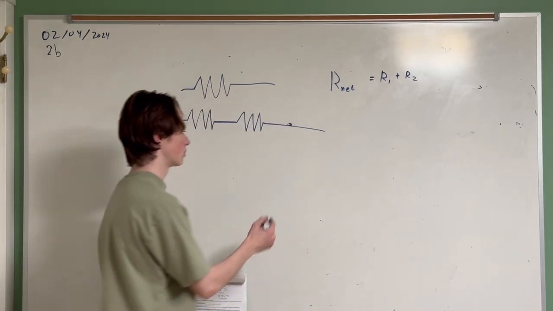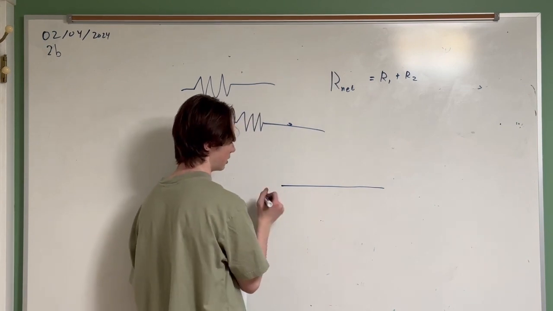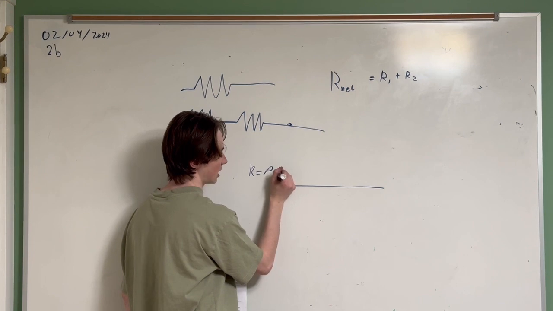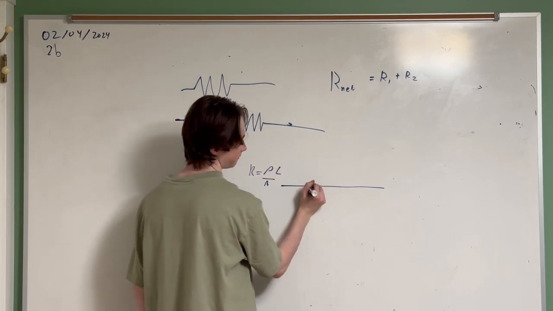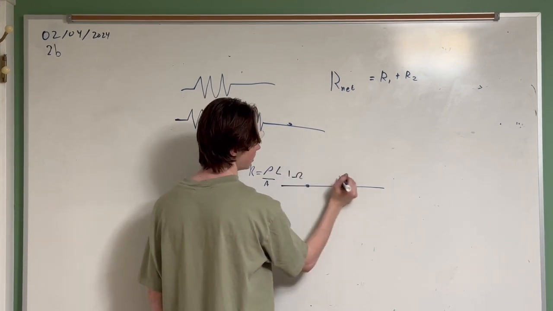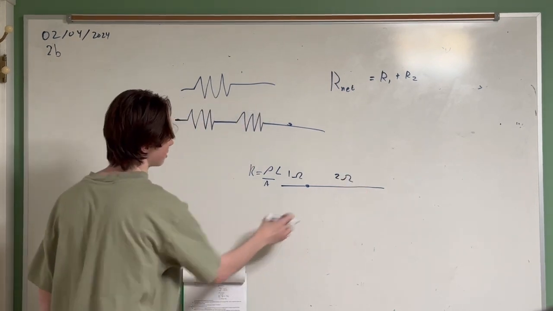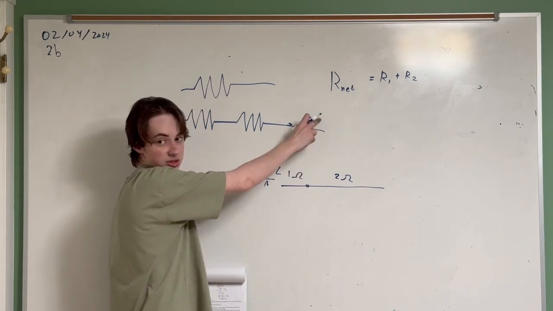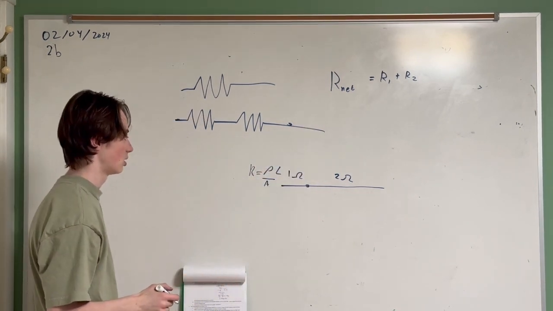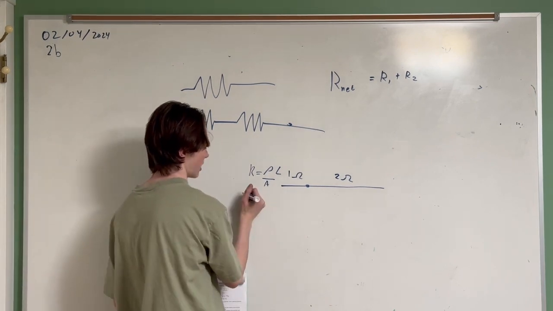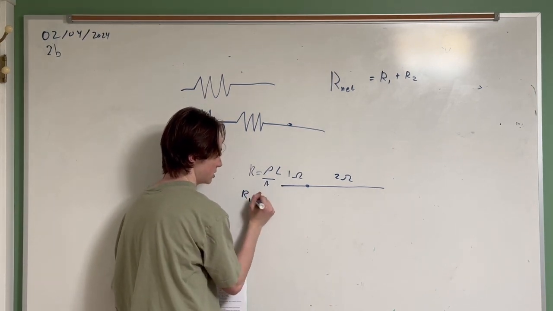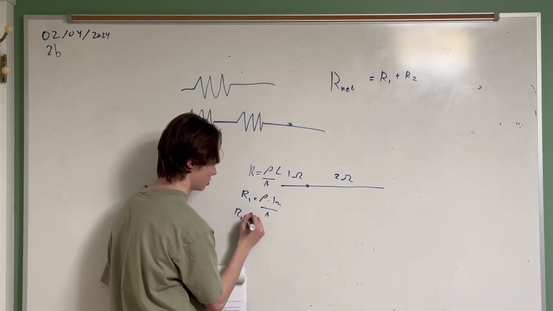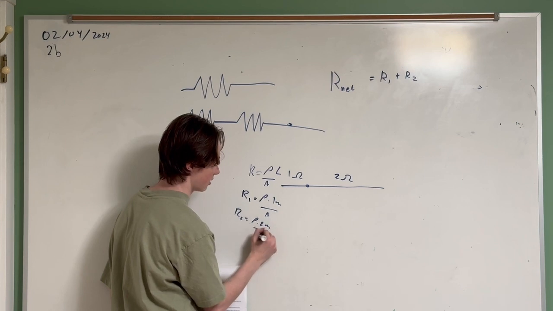And that makes sense because when we did the length of the wire, remember resistance is equal to resistivity times length over A. So if we have 1 ohm here and 2 ohms here, this is twice the length. You add up the lengths. It's like we added up the lengths of the resistors to get a higher resistance. Resistor 1 is equal to rho times maybe 1 meter over A. Resistor 2 is equal to rho times 2 meters over A.